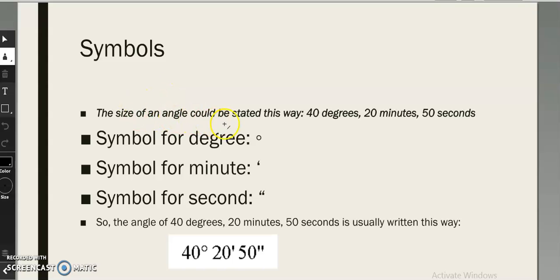The size of an angle could be stated this way: 40 degrees, 20 minutes, 50 seconds. The symbol for degrees is the little circle that we are familiar with. The symbol for minute is just the one quotation, and the symbol for seconds is the two quotation. So the angle 40 degrees, 20 minutes, 50 seconds is usually written with those symbols.